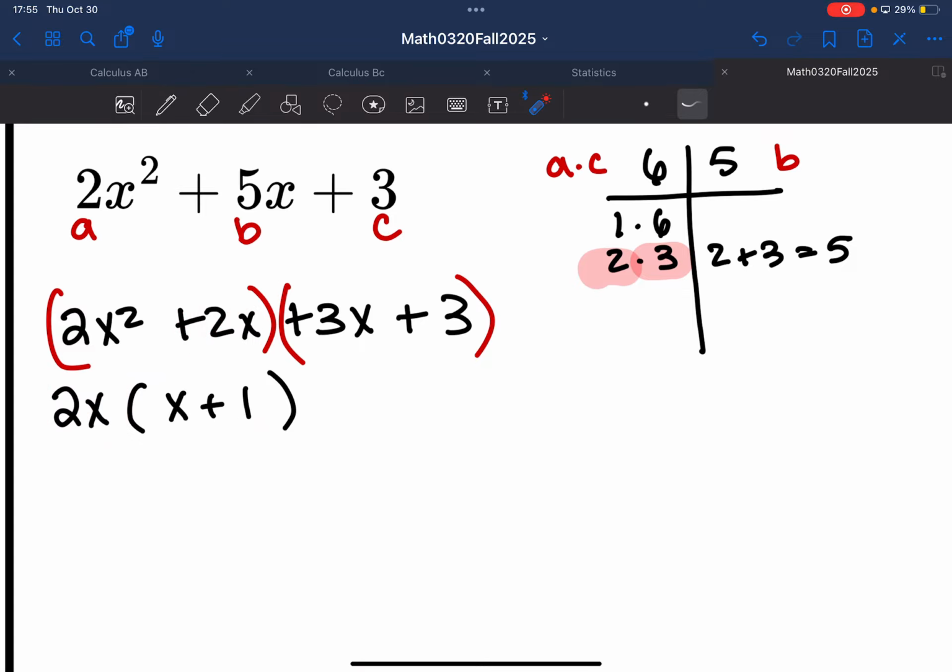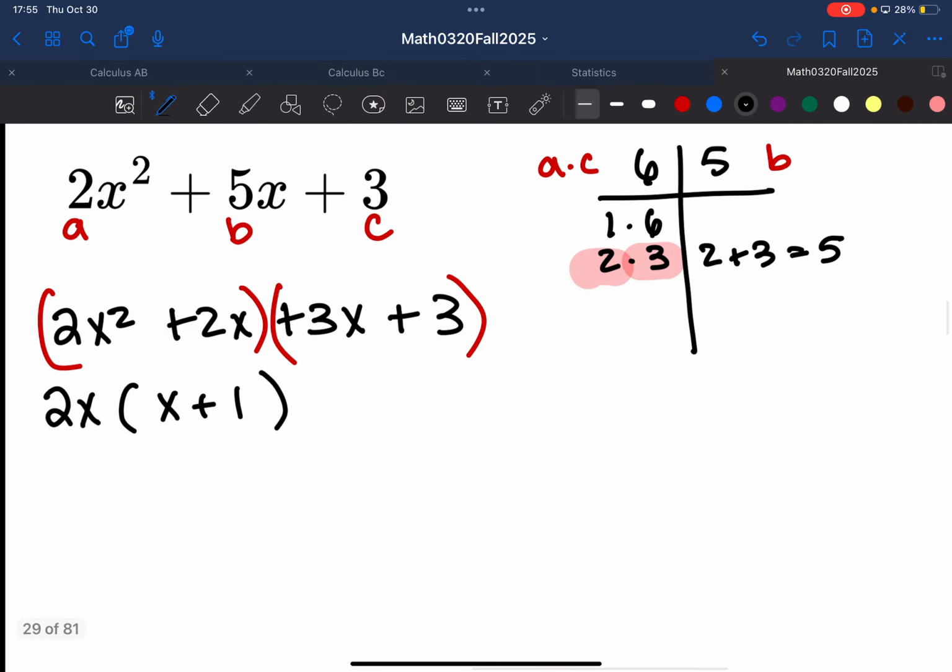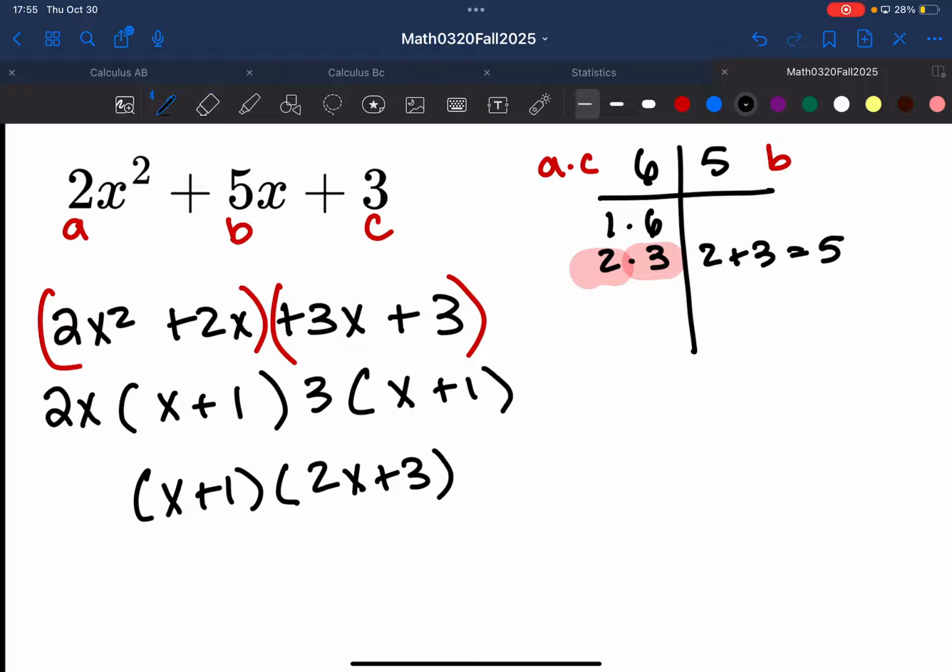What about the next GCF? 3, and we also know it's 3 because of what the parenthesis should look like: x plus 1. So we take out a 3, and we're left with x plus 1. Our parentheses match, so we did our math good. So then I bring down one of those parentheses, and then what's the next parenthesis? 2x plus 3. 2x plus 3, that's our answer.